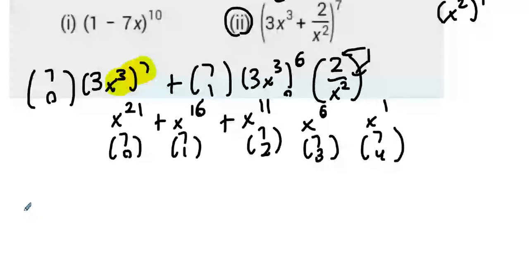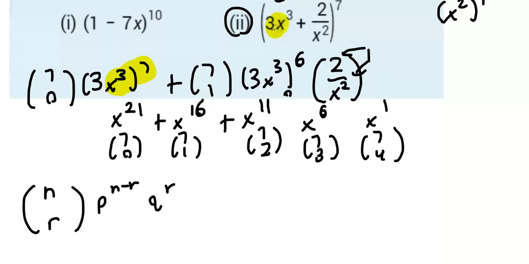Now we've got n choose r, and it's what? p to the power of n minus r, q to the power of r. And in this question, p is 3x cubed. That's your p, and your q is 2 over x squared. Sorry, I highlighted too much. We've discovered our r value is, what's our r value? 4. And finally our n value, 7. See, the colors match up where I'm getting the information from. Did everybody see that?